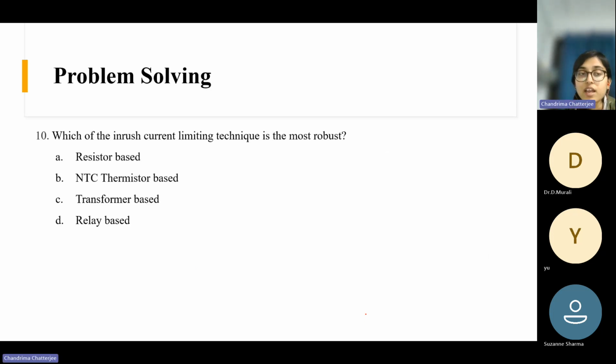And I think we have the last question. Which of the inrush current limiting techniques is the most robust? We already discussed that among all the solutions, the relay based technique is the most robust technique and also very reliable.